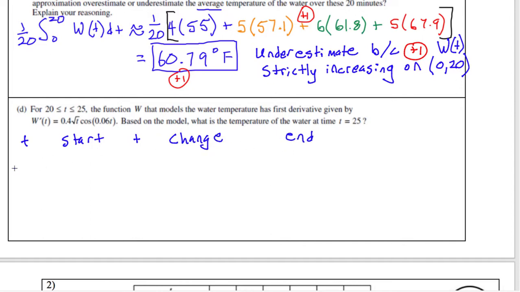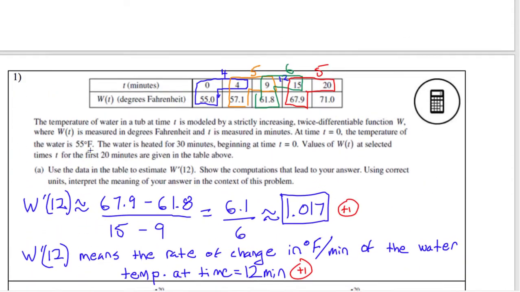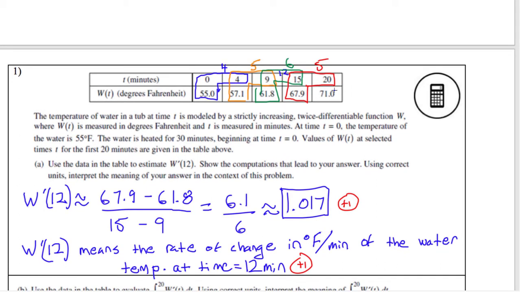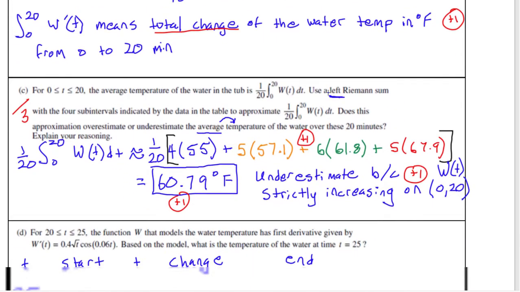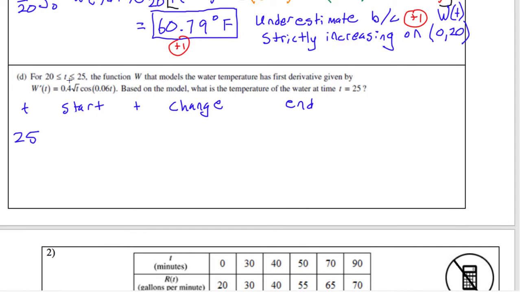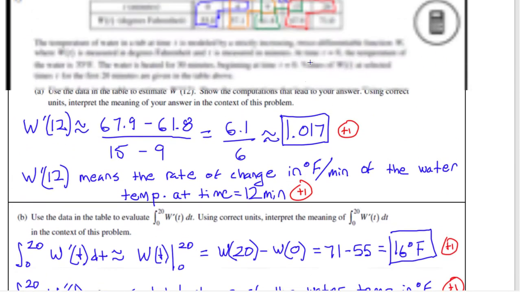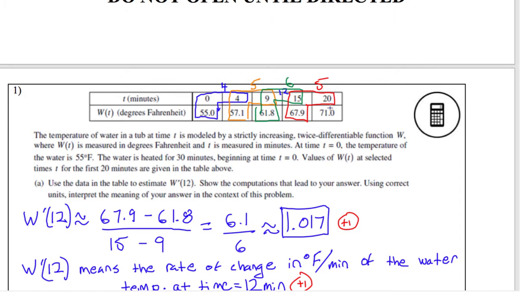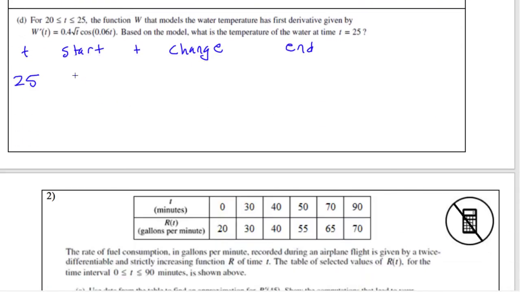For the t value, I'm looking at the t value of 25. The start value is this starting at 20. So at time equals 20, it started at 71 degrees, because again, we have heated up our water, and now we're going to cool off from 71 degrees. So our start was 71 degrees. And we're going to do the integral between 20 and 25 of w prime of t dt. I'm not going to write out all of this stuff.